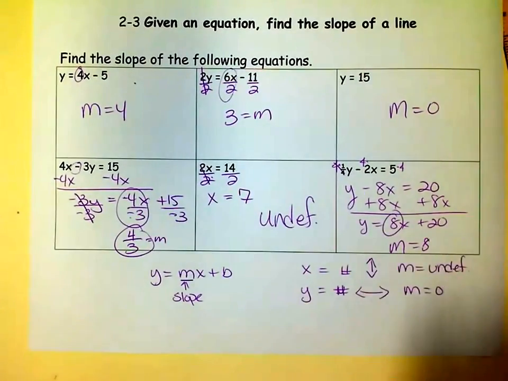M equals 8. So if you remember to get things in slope-intercept form, finding the slope of a line given an equation is a pretty easy thing.